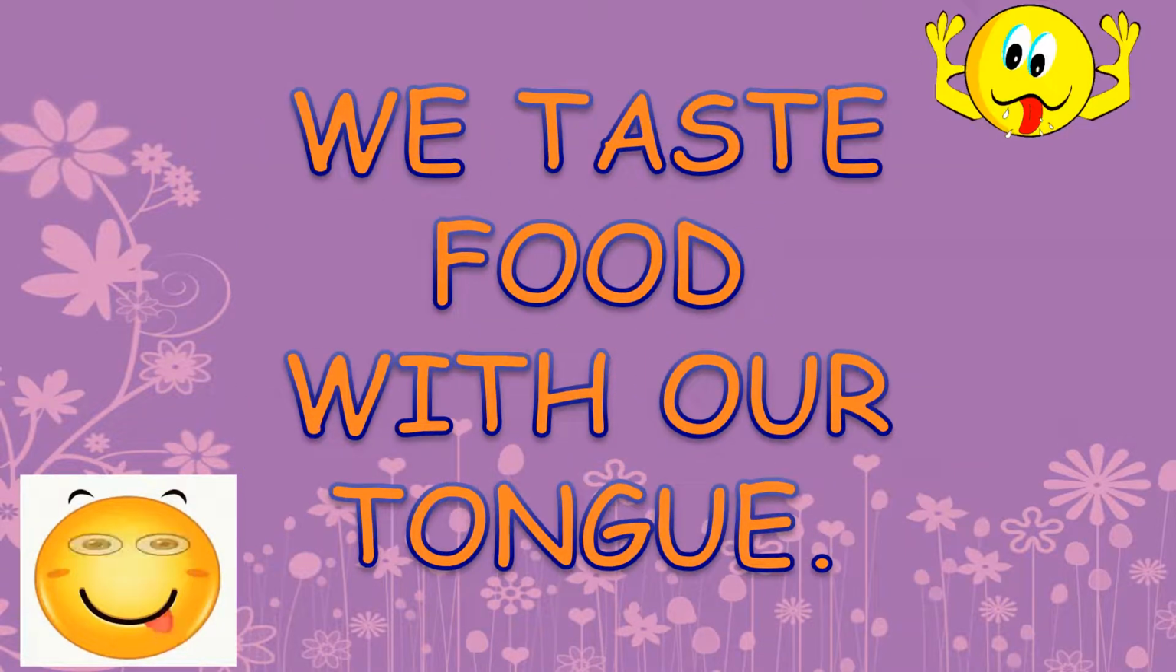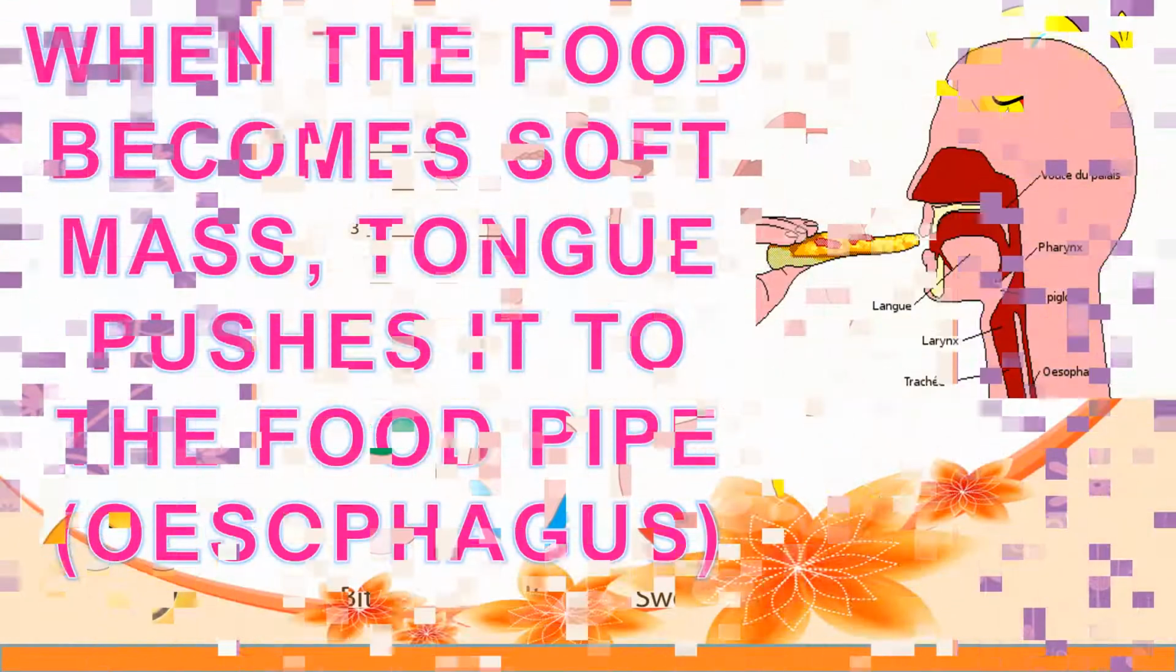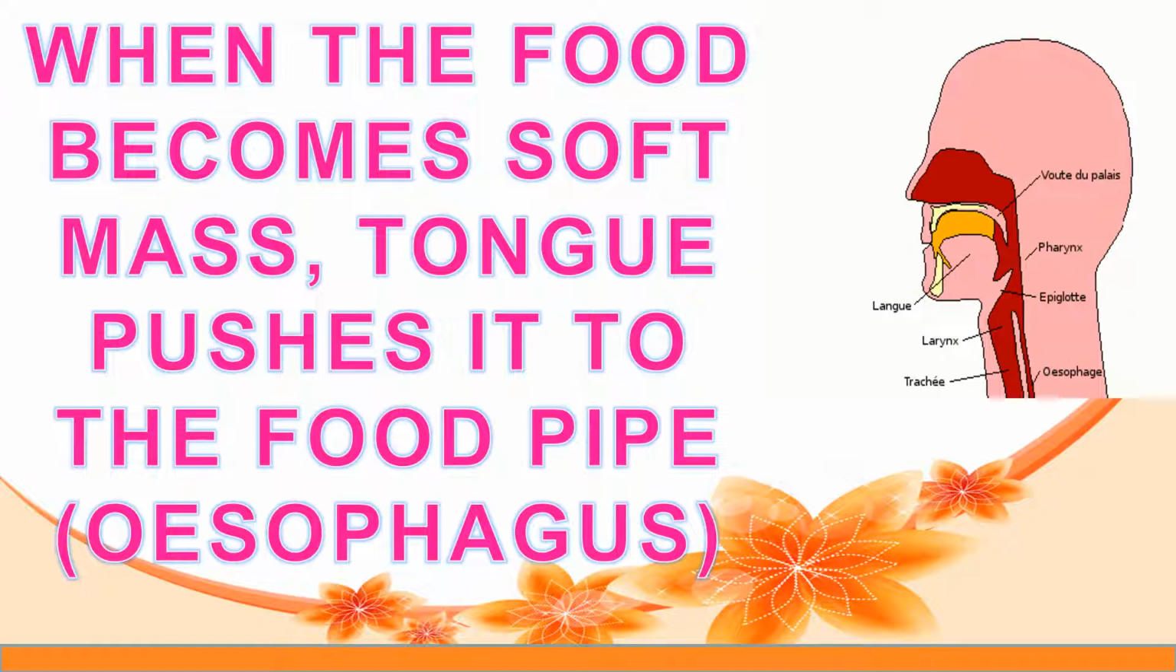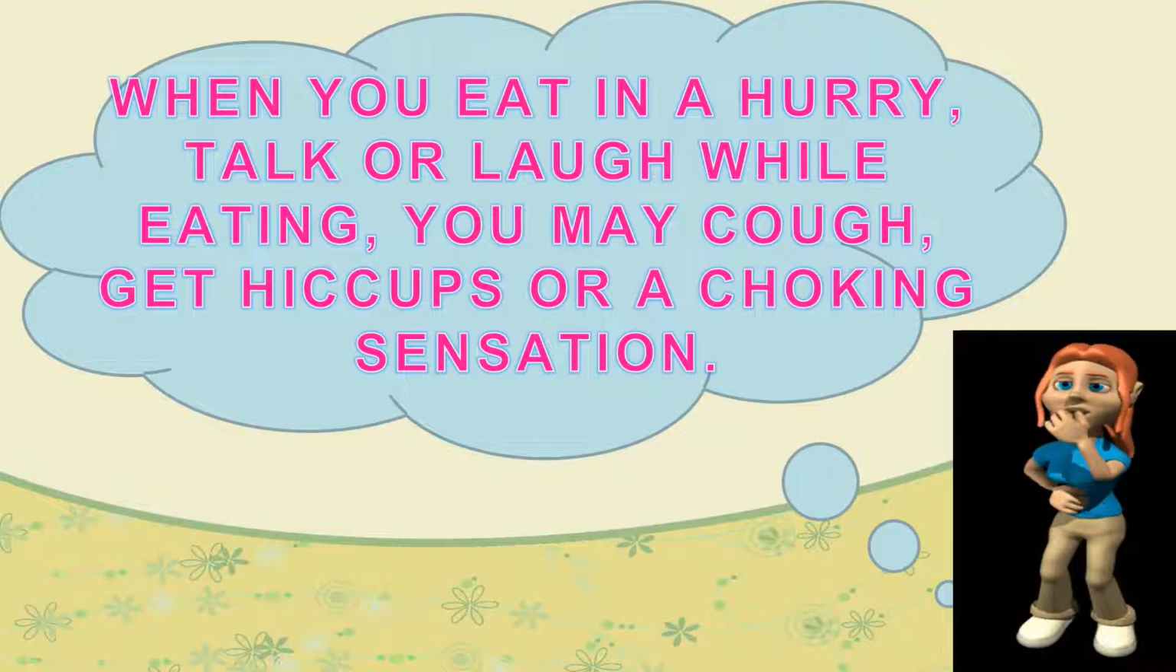We also taste food with our tongue. It has taste buds that detect different tastes of food. When the food becomes soft mass, tongue pushes it to the food pipe or esophagus. Sometimes when you eat in a hurry, talk or laugh while eating, you may cough, get hiccups or a choking sensation. Why is it so?